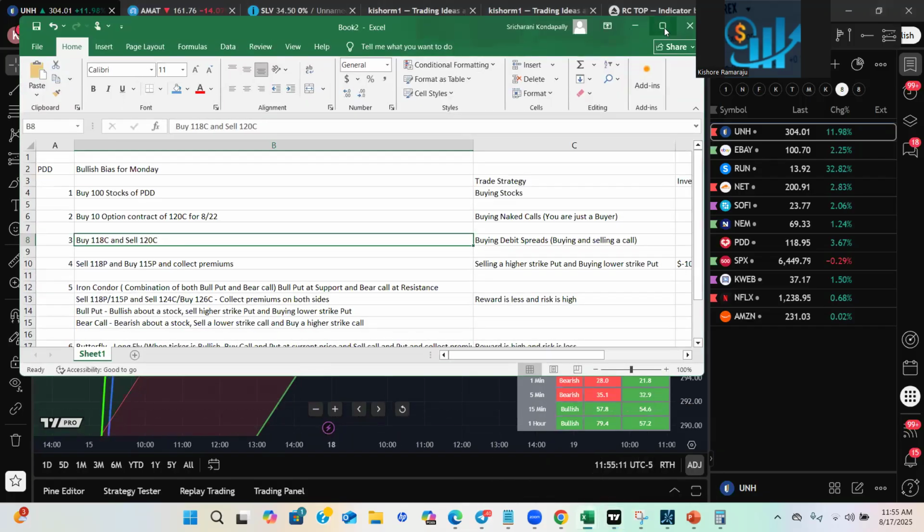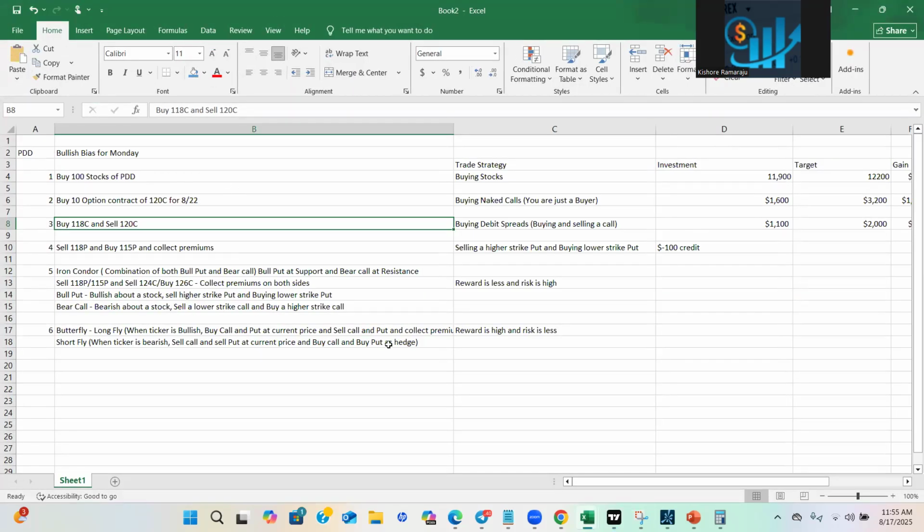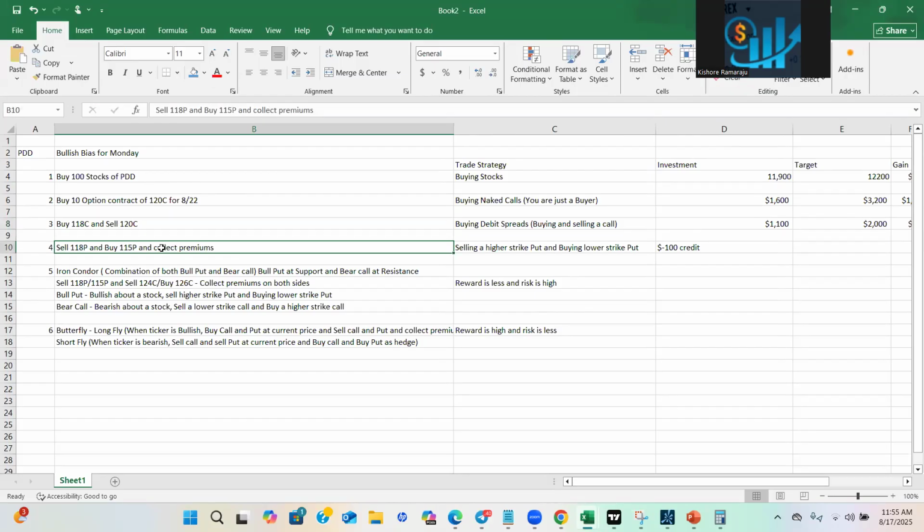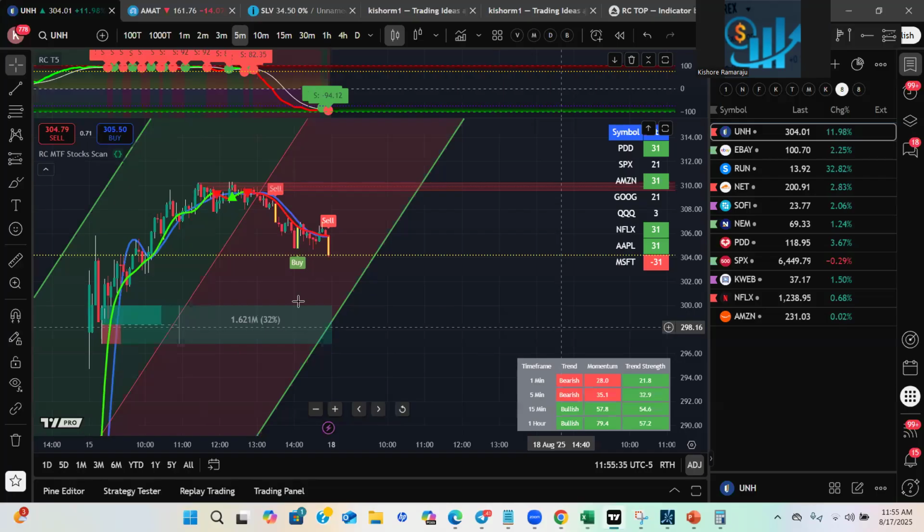So that you understand which strategy is better, based on where the price is. If it is exactly at a support or exactly at a resistance, then you can use a naked call strategy, debit call, debit put strategy. If you want to take low risk, low reward, you can do spreads, again based on where the price is.